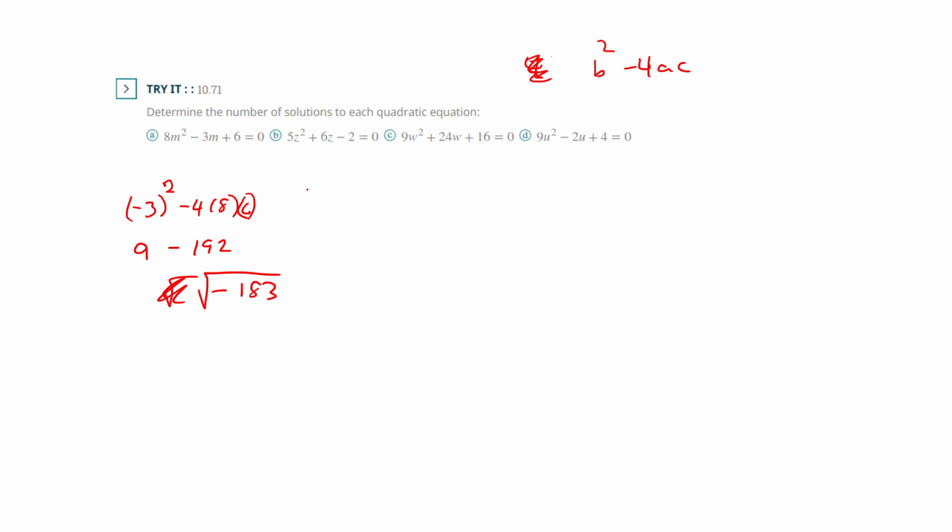So let's do a couple more. We're on b here. So I've got b squared minus 4ac. We're just doing the discriminant. I get 36. So I get 76. Now that's the number under the root. So that's a real number. And so we're going to get two real solutions.